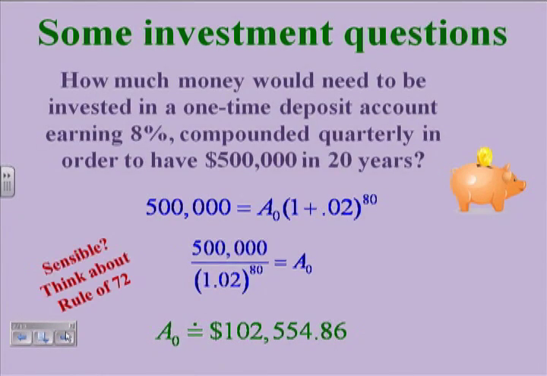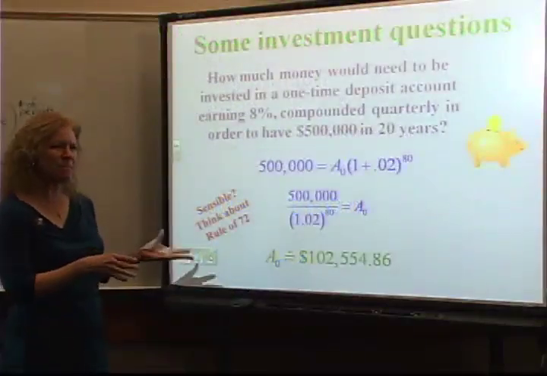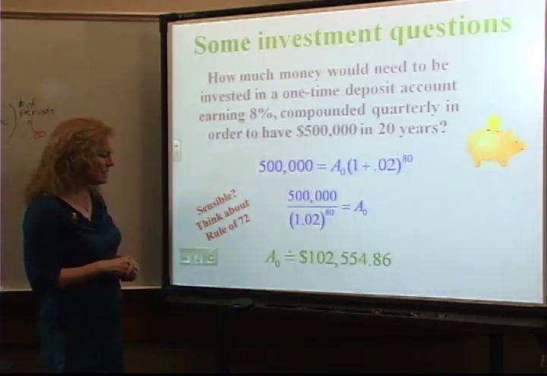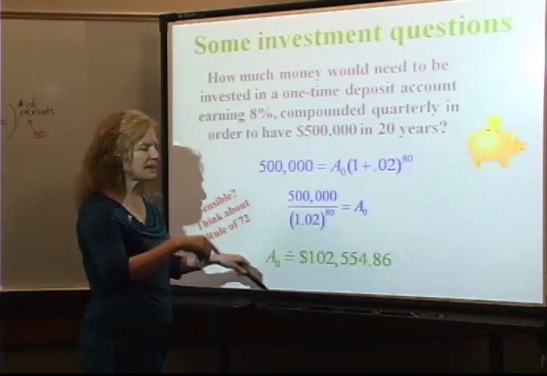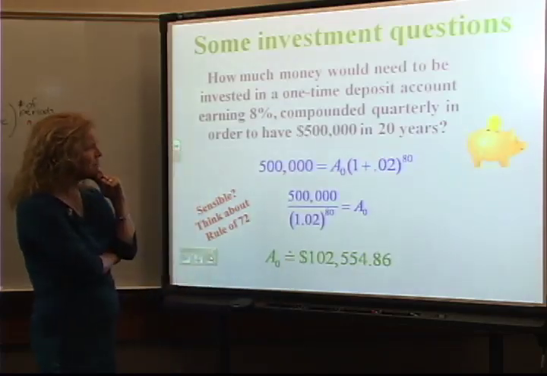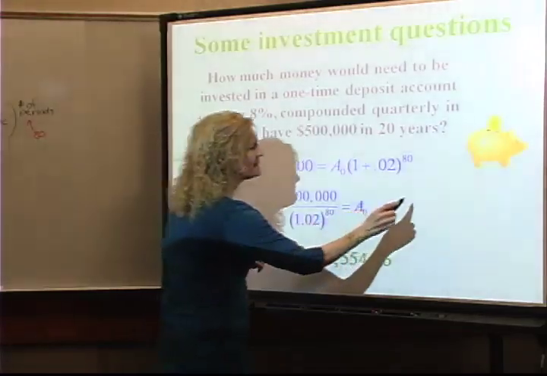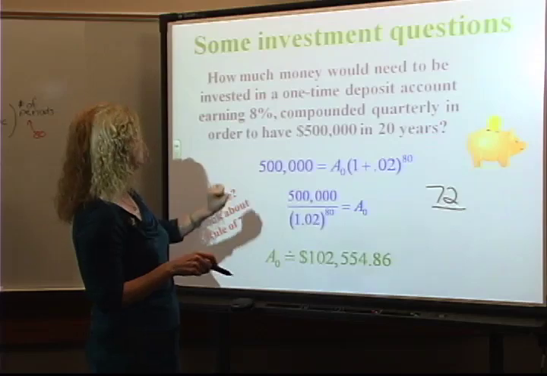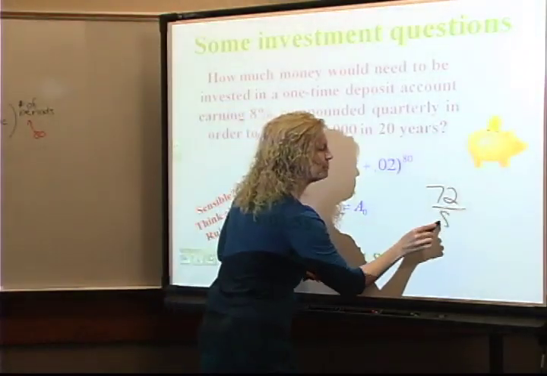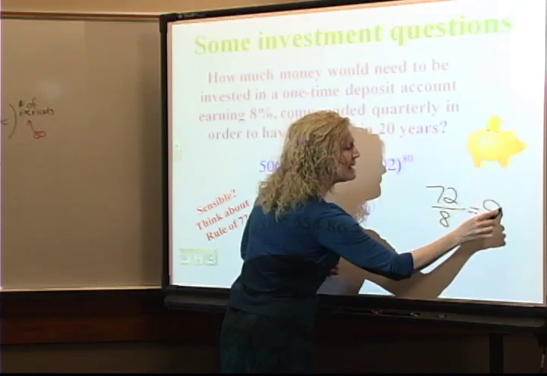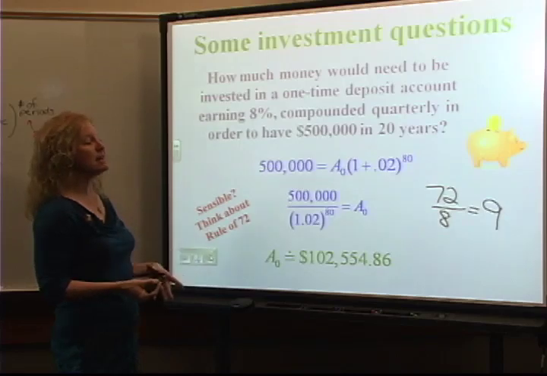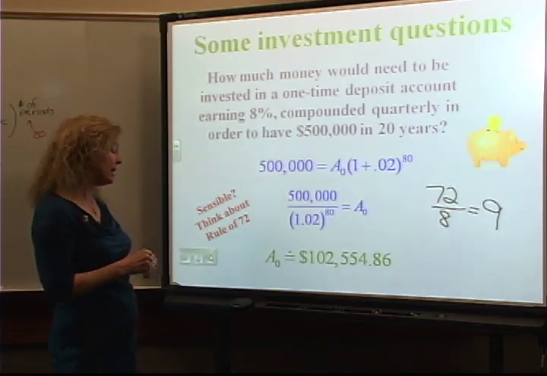Now, I ask the question, is this sensible? 100,000 becoming $500,000 in 20 years? Well, I said, think of the rule of 72. One day towards the end of class, I talked about the rule of 72, where you take 72 and divide it by your annual interest rate, which is 8%. Well, 72 divided by 8 is 9. So this means that approximately every 9 years, our money will double.